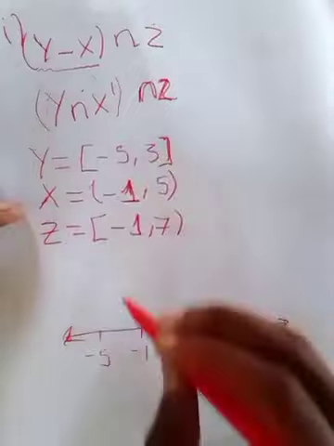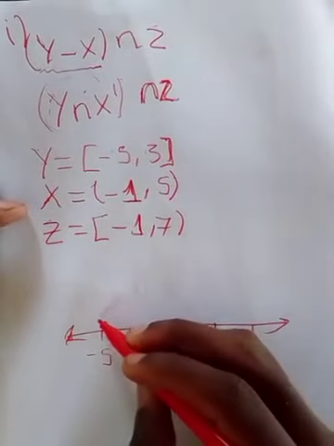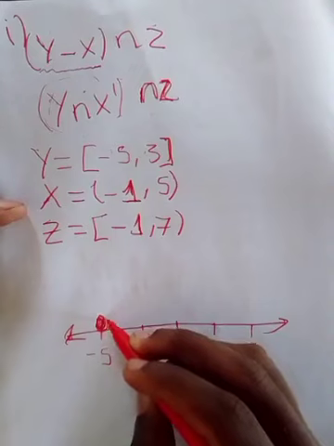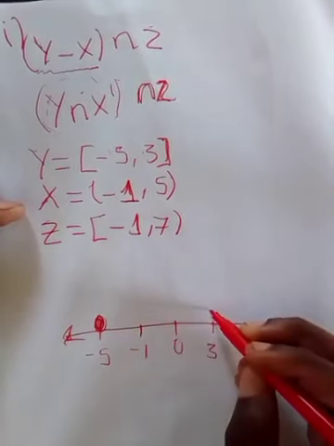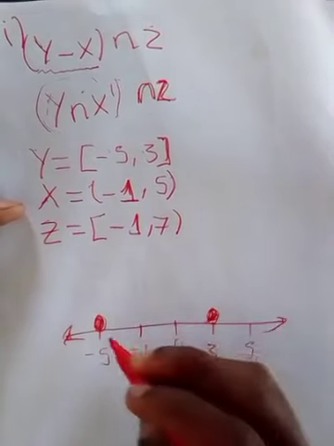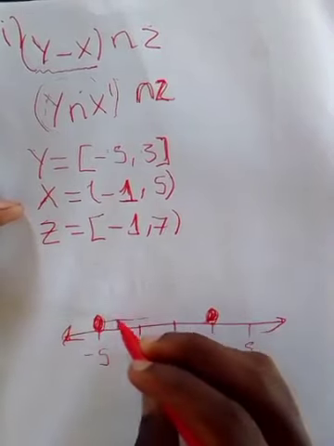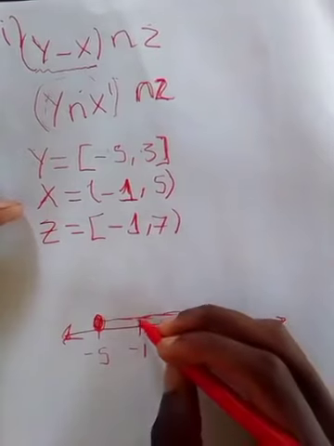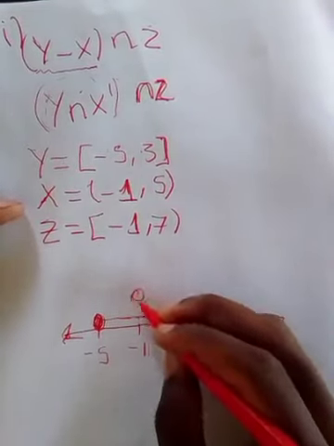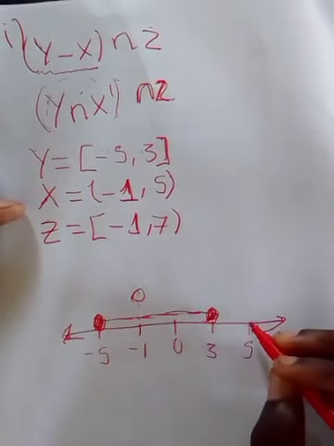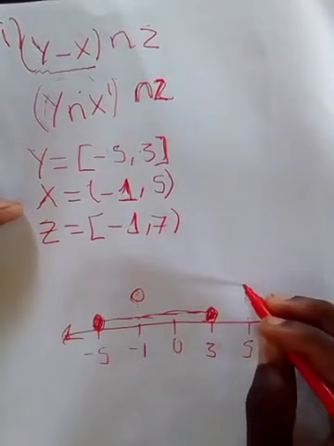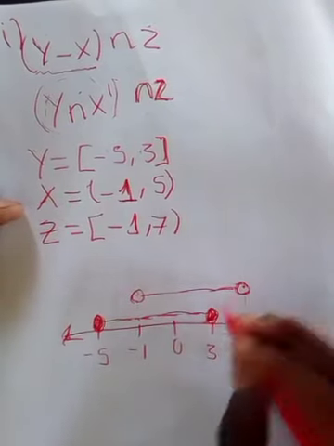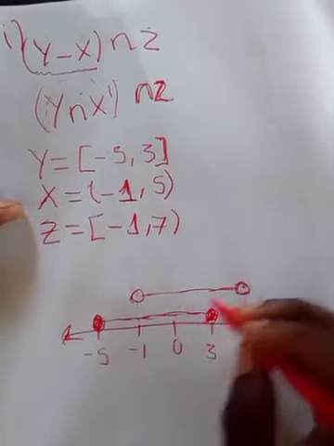Then let's show our y. Our y is starting from negative 5 going up to 3, and it is shaded. So here is our y. Okay, and our x is starting from this part here and ending at 5. It is not shaded, so you have something like this. Okay, so this is your y, this is your x.